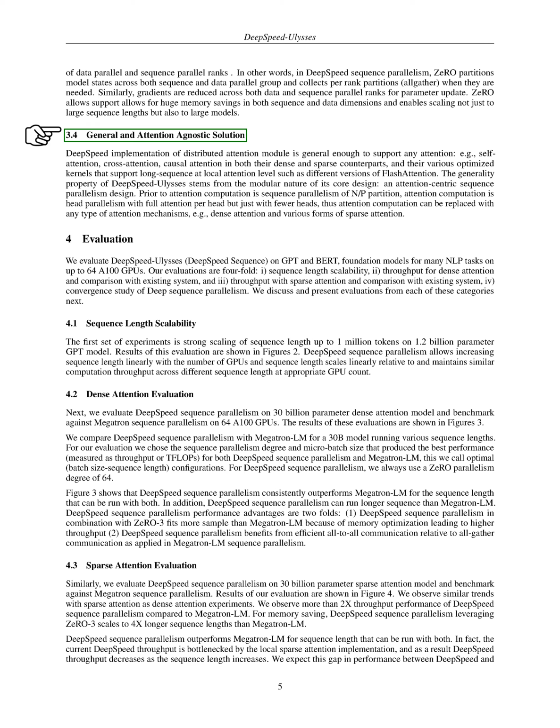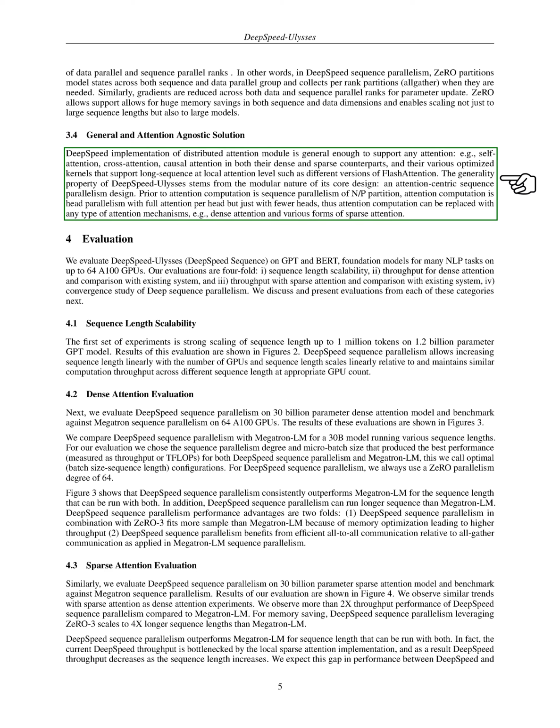Section. General and attention-agnostic solution. We've developed a versatile solution called DeepSpeed Ulysses, which can handle any type of attention, such as self-attention, cross-attention, and causal attention. This includes both dense and sparse versions, as well as optimized kernels that support long sequences at the local attention level, like different versions of flash attention.